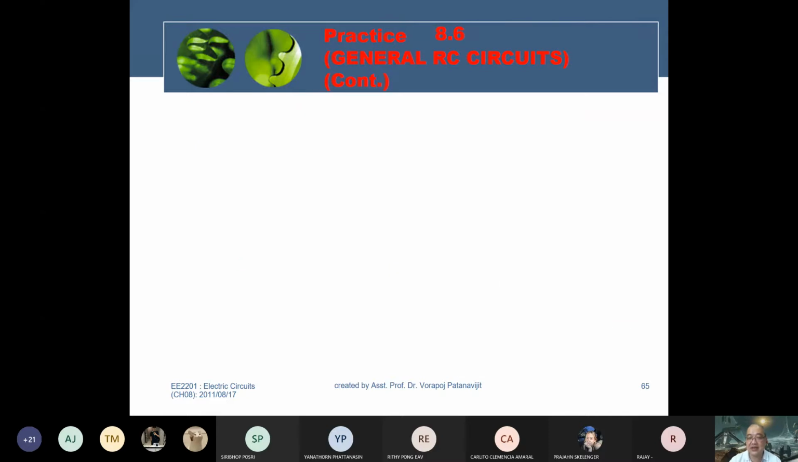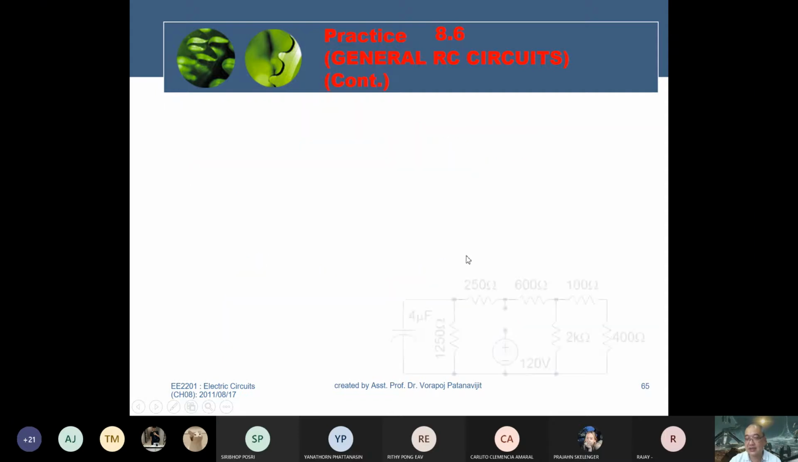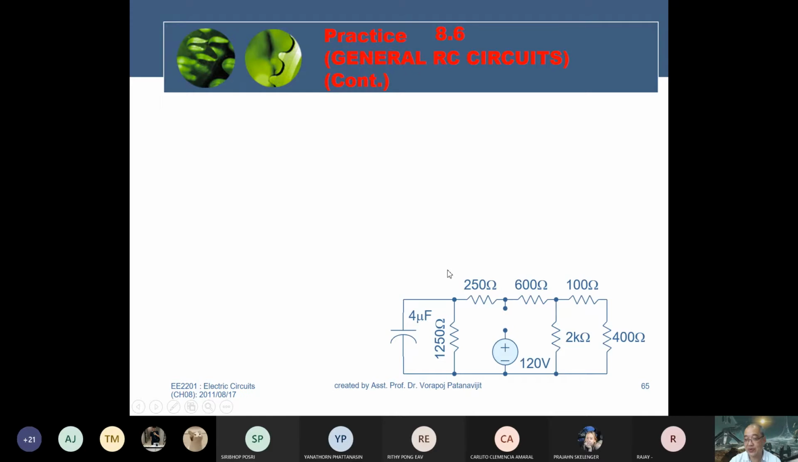For an RC circuit, the first parameter that you must concern is VC. For VC, you must compute VC for time less than 0 first and then for time greater than 0 in the second step. You determine the capacitance voltage.